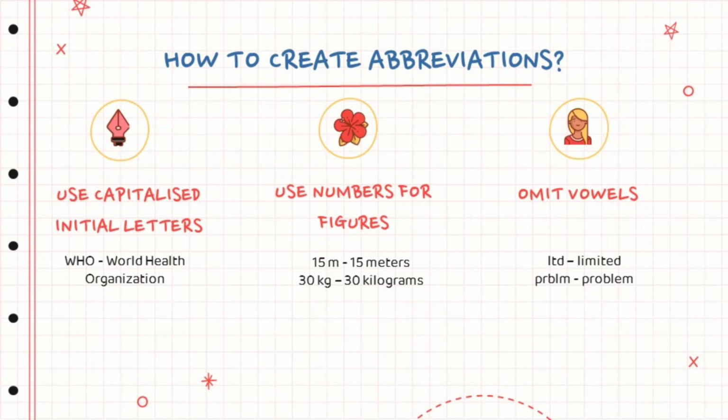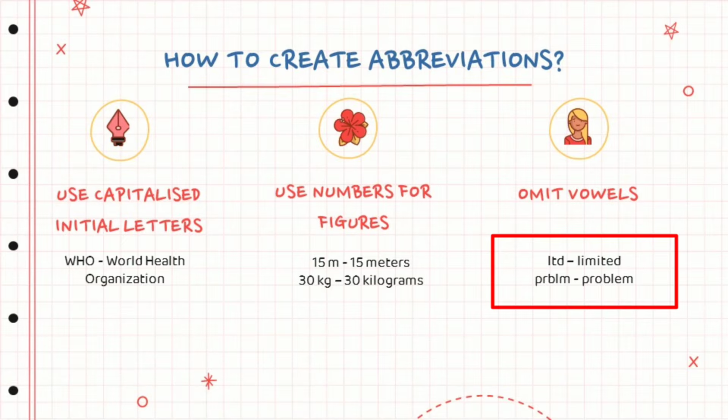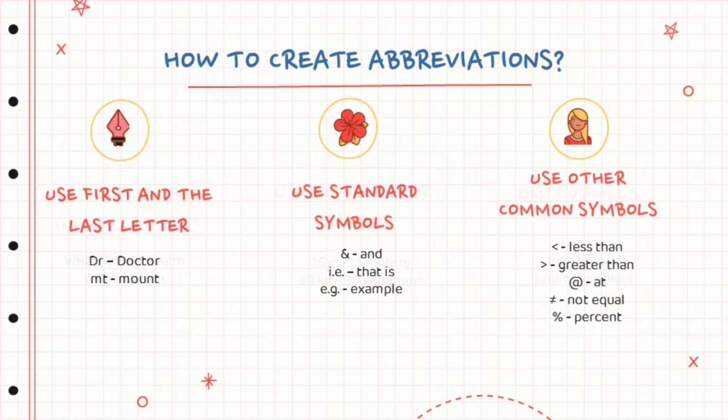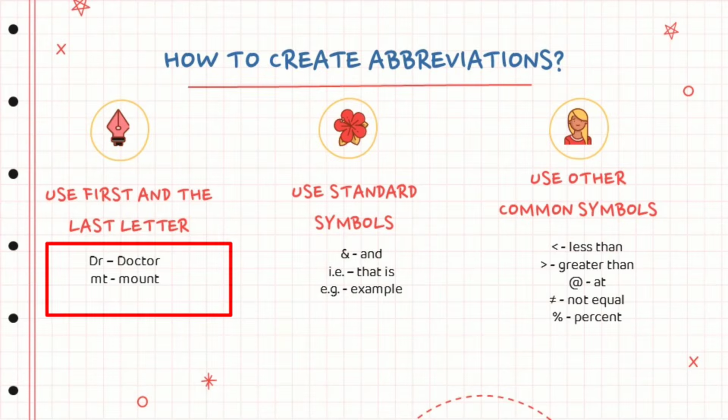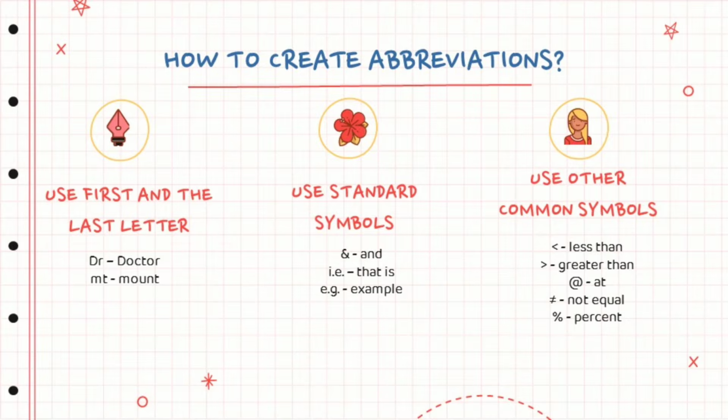Then you can also omit the vowels. For example, limited. If you see, from limited all the vowels are removed and you have only LTD. Then problem also, the vowels are removed and you have PRBLM. Another style is to use the first and the last letter. So DR for doctor and mount, the first M and the last T. So MT for mount. Then we can also use standard symbols.